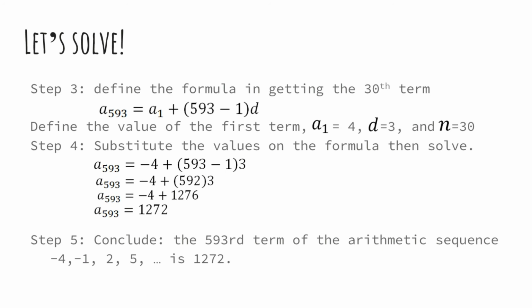So, that's how easy it is. That's how easy it is to find a term in an arithmetic sequence. Again, the formula for the arithmetic sequence is a sub n is equal to a sub 1 plus the quantity n minus 1 times d. If you have questions, you can ask your teacher by sending a private message or request another tutorial video.